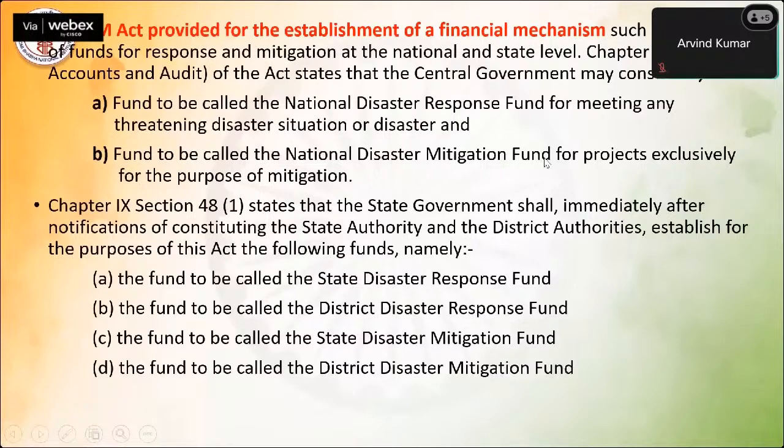a fund to be called the National Disaster Response Fund for meeting any threatening disaster situation or disaster. Now, these are the two points. A fund to be called the National Disaster Mitigation Fund. One portion of it goes to mitigation, another portion goes to response. Now, response is something which is unavoidable, and that is done during the disaster time, whereas disaster mitigation can be done in a slightly more peaceful manner. So this is the financial mechanism.